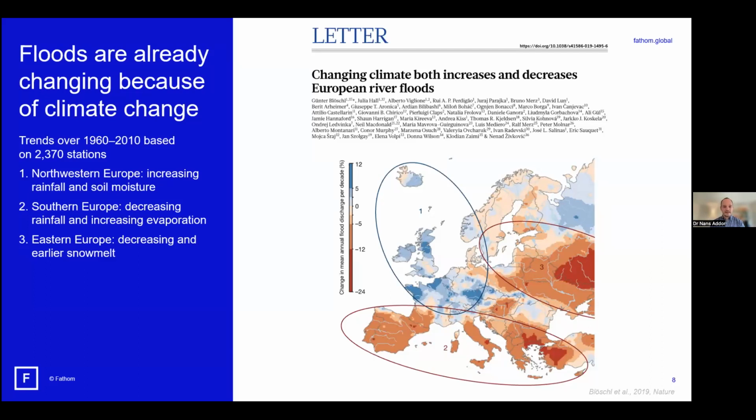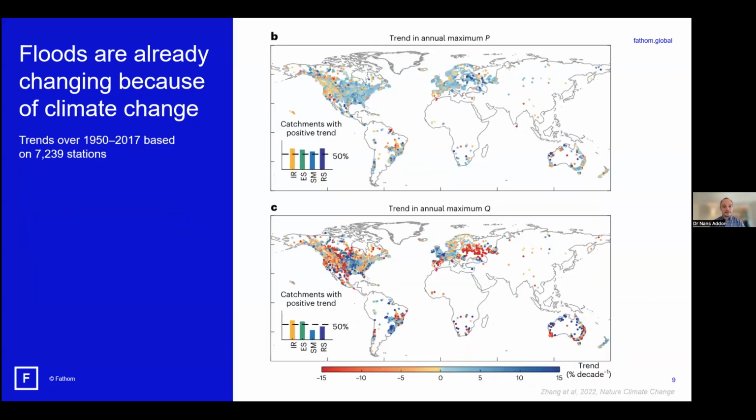So this analysis, just for Europe, has been repeated at the global scale. Next slide, Gavin. And this is what you're seeing here. So same analysis, they're looking at 70 years roughly, based on slightly more stations. What you see in the bottom plot is that the spatial distribution of the stations is very uneven. And there are regions like Africa and Asia where we don't have many river gauges. So it's hard to know what's going on.